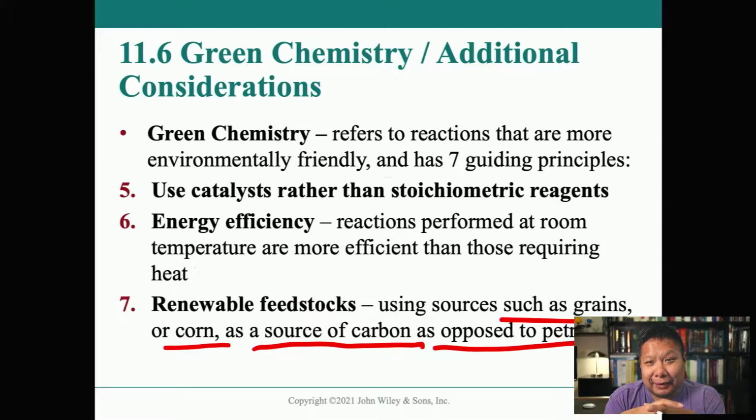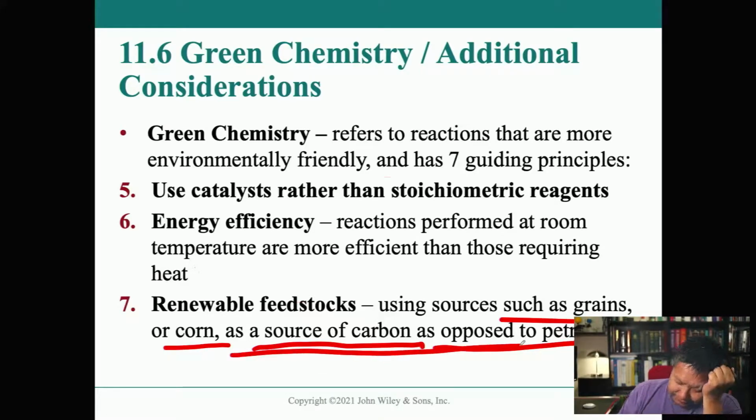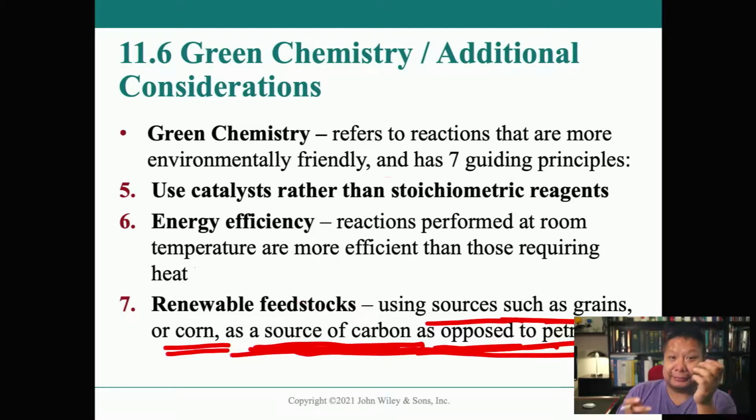But recently, Lego has been trying to go green, and so now they're making their plastic bricks out of plant plastics, right? And so that's what they're talking about here, using sources such as grains and corn as a source of carbon as opposed to petroleum, right? So that's what Lego's doing. They're trying to. And let me just tell you, their Lego bricks that are made of plant plastics definitely feel a little different. They look a little different too. They're not quite as shiny. But I'll sacrifice some of my favorite hobby for the environment, I guess, right?